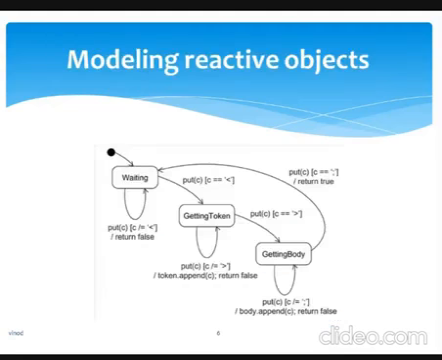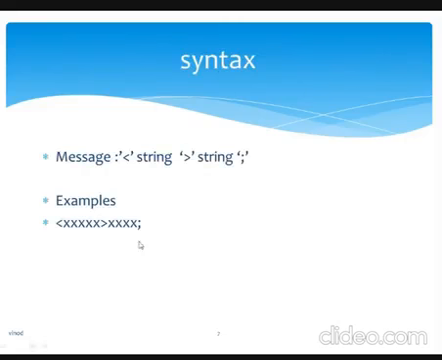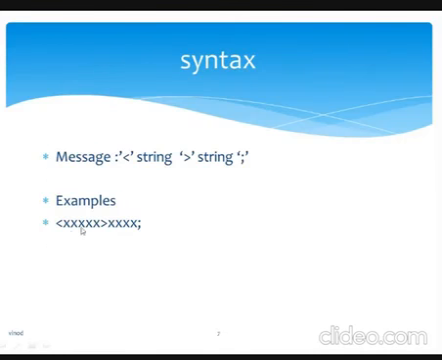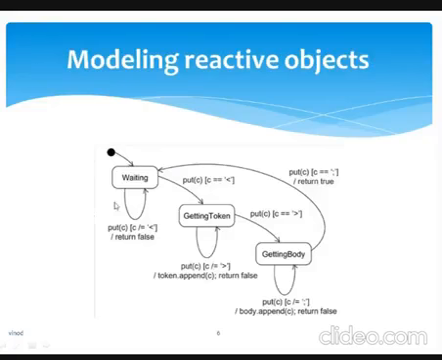So this is the state machine which accepts strings in this format: angular brackets with a string inside, any kind of string and any length of string, followed by the closing angular bracket. These types of strings are accepted in this state machine. As I told you initially, this state machine is in the waiting state. So this is the start, the initial state. Initially, it is in the waiting state.